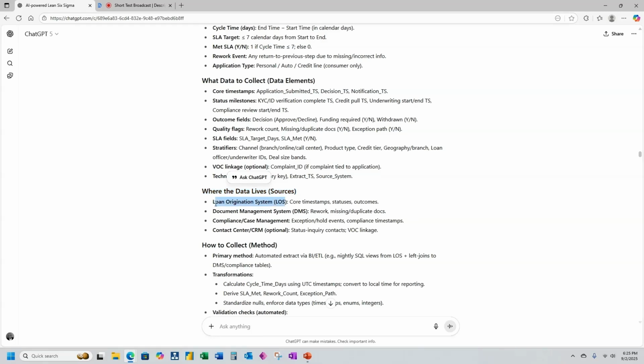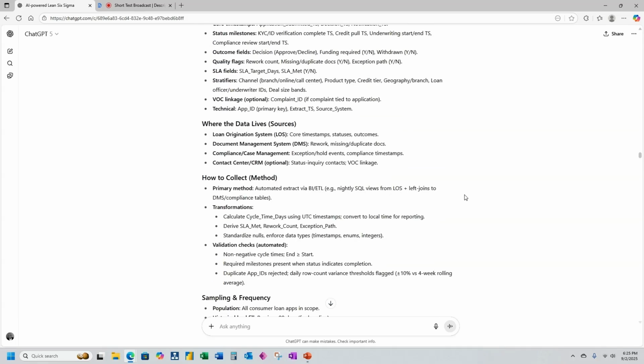I didn't spell it out earlier, but here you see it's the loan origination system, right? Tells our sources and even some of the details within it that we're looking to capture from it, like core timestamps, statuses, and outcomes. Got a document management system, right? Looking for rework and missing and duplicate documents. Compliance, case management, our contact center and CRM, right? Might be a system that we look at as well for data that will inform us about what's happening here.